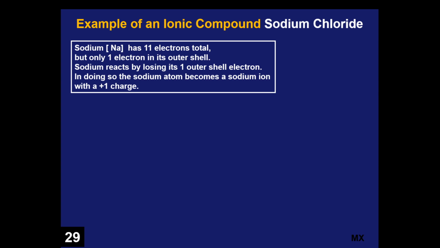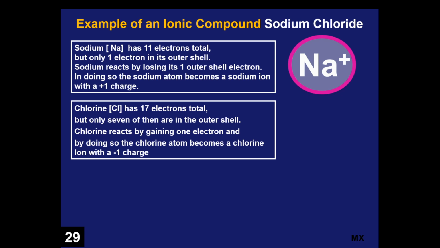Let's look at an example. You have sodium. If you look at the periodic table, sodium is atomic number 11, which means when neutral, it has 11 electrons and 11 protons. But it only has 1 electron in its outer shell. The sodium will react by losing that outer shell electron, and in doing so, the sodium atom becomes a sodium ion with a +1 charge. We'll represent it with this circle, with the symbol for sodium and a positive sign, indicating it has a +1 charge.